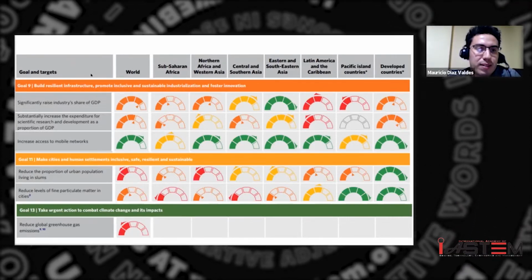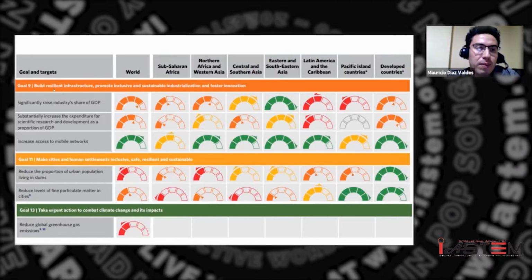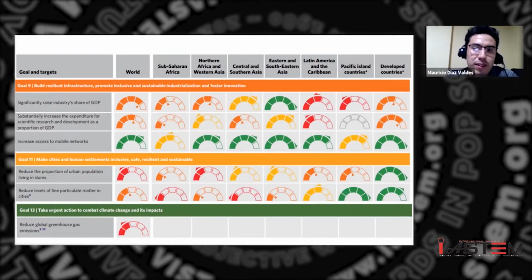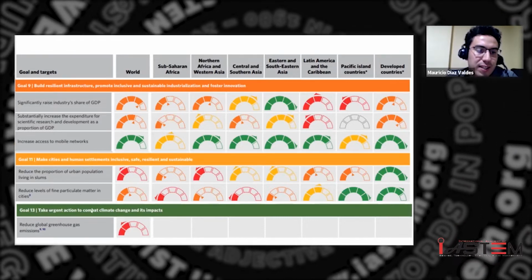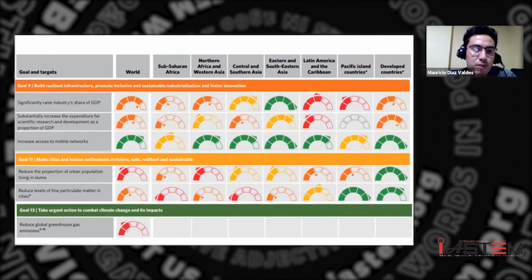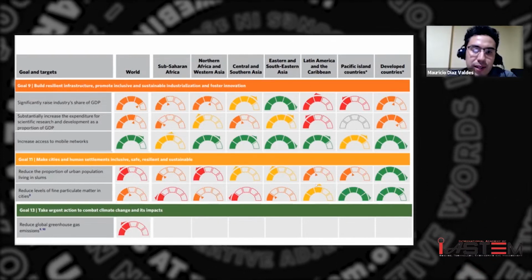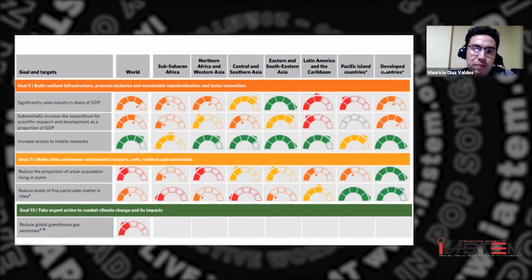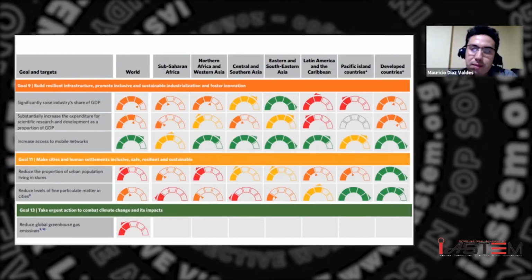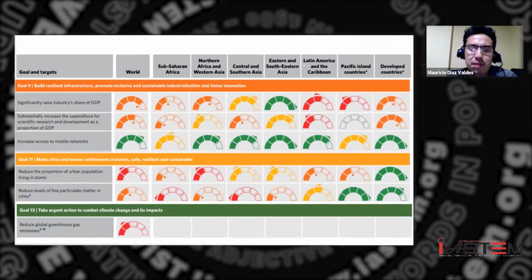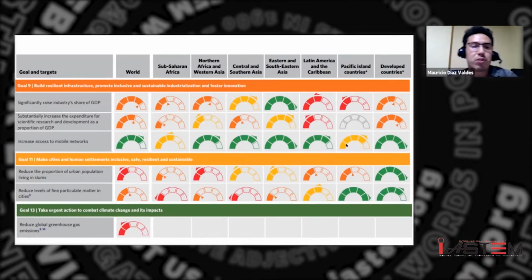We are in this, goal number 9, resilient infrastructure. Then making cities more sustainable. And the first one is urgent action for climate change. This is about the world, and we can see that Latin America is going back. Only the developed countries, the first world countries, are making progress and facing these new problems. And it is a very important goal that we should change.